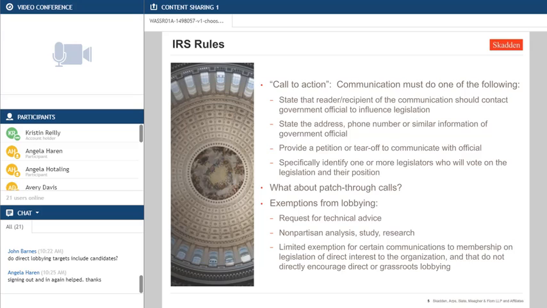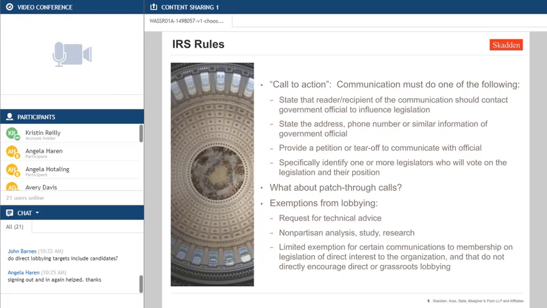So, exemptions from lobbying. Here are the big things. The request for technical advice. This has to come from the government, and it has to be in writing. And they have to be going to your organization and saying, we need to understand this law, we need to understand the impact on the waterway or the Chesapeake Bay or what have you. Give us some of your scientific advice on this. So you can provide them information, and it's got to be in writing.